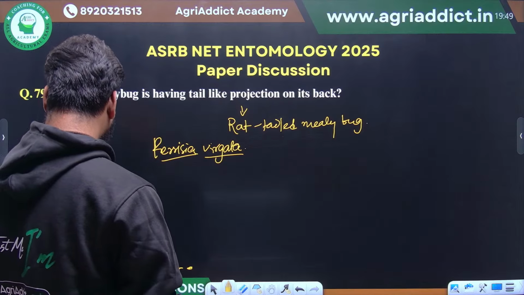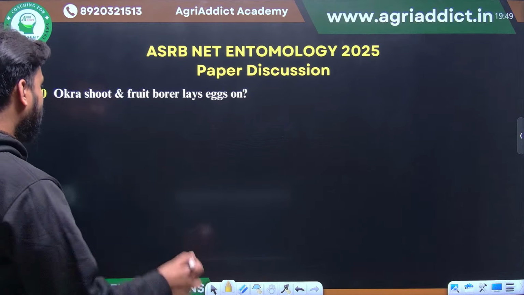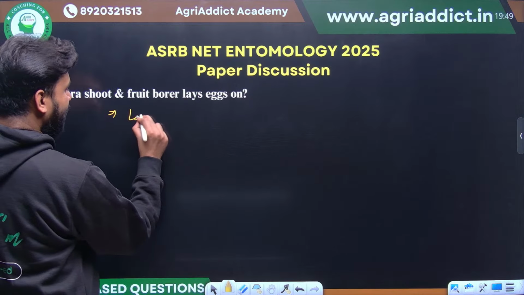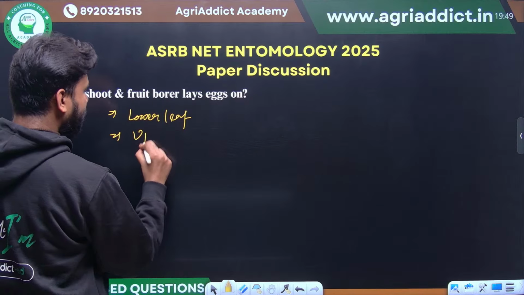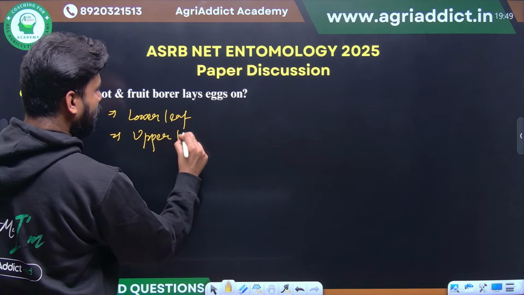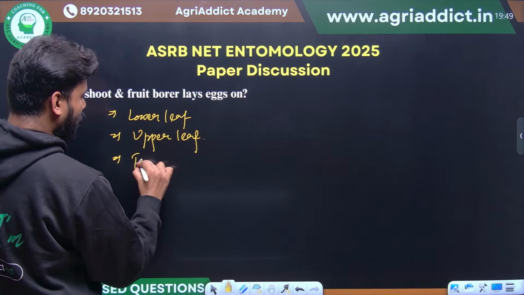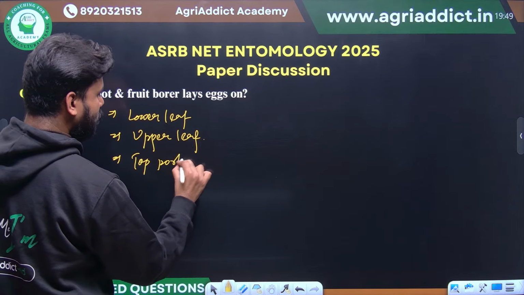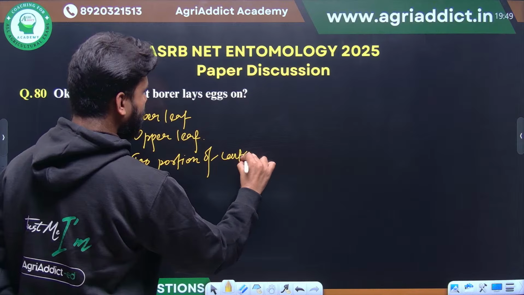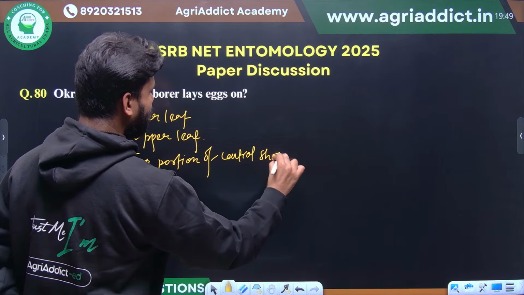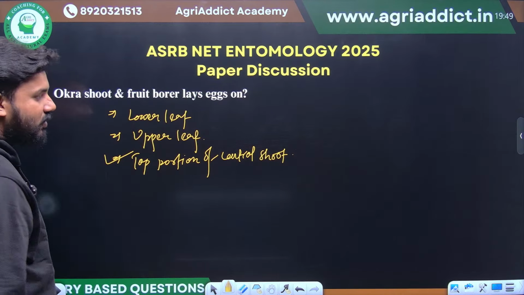Next question is, okra shoot and fruit borer lays eggs on. The options are like lower leaf, upper leaf, top portion of central shoot, another one option I forgot. So the correct answer will be top portion of central shoot.